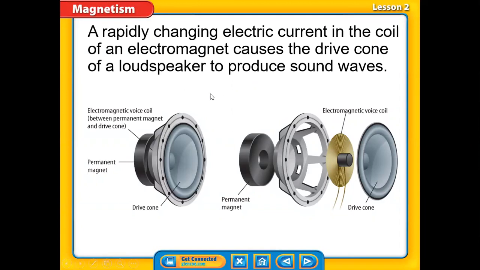Today, inshallah, we're going to continue lesson 2 of chapter 20. We talk about magnetism and electricity. And as we said last time, magnetism and electricity are considered to be two faces of the same coin, or two sides of the same coin. And we said that magnetism somehow is related to electricity.